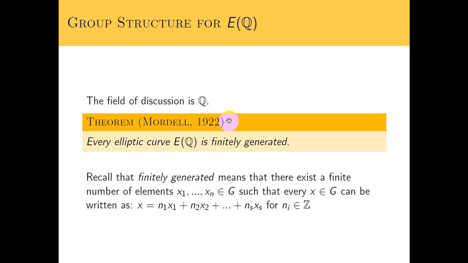He came up with a result, I think the proof is like 150 pages or something like that. It's extremely complicated. But the result is extremely simple and extremely useful: every elliptic curve with rational coordinates is finitely generated. So this group is finitely generated. What does it mean for a group to be finitely generated? That means there's a finite set such that every element in the group can be written as a combination of those elements alone, some integer combination of those elements, some finite sum. So that's what it means for it to be finitely generated.